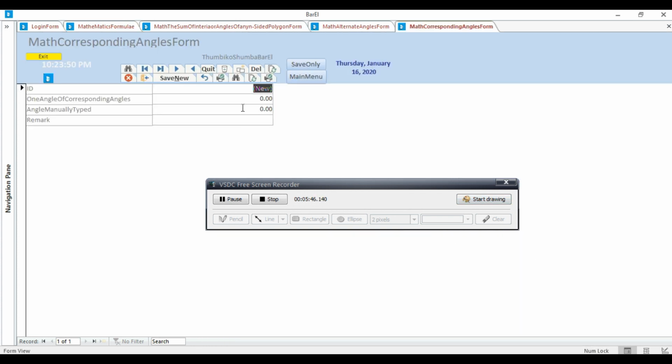If we know one of the corresponding angles is 40, and the other one is 2, then they are not corresponding angles. But if it's 40, you see it's telling us it's a corresponding angle.